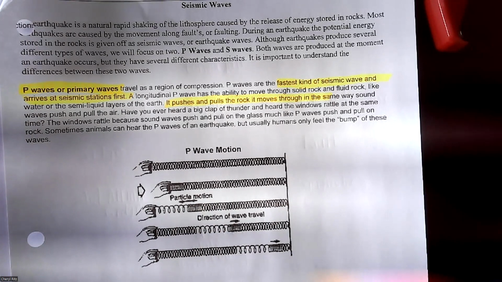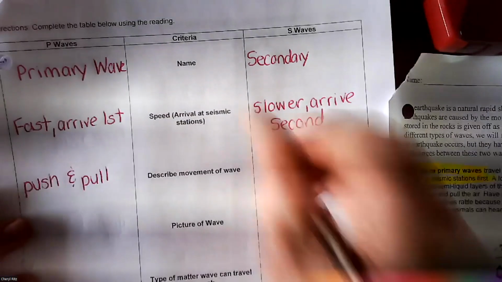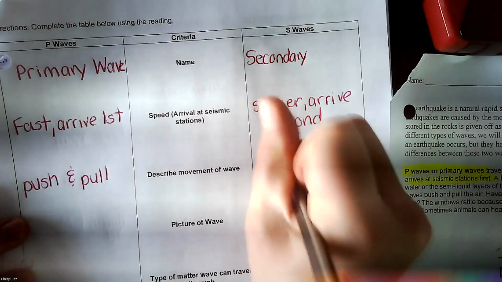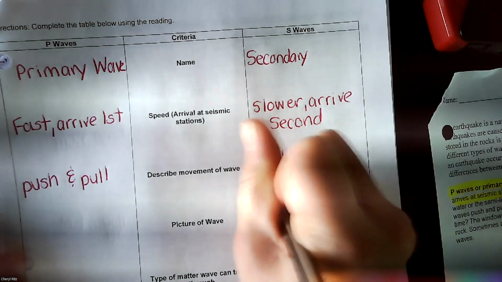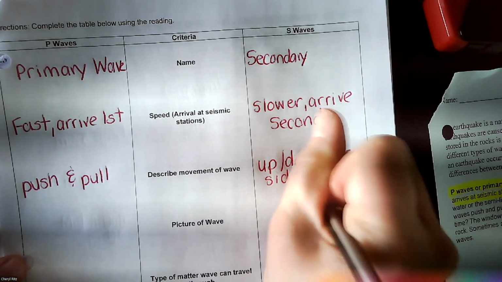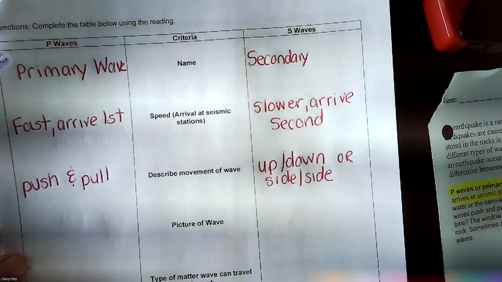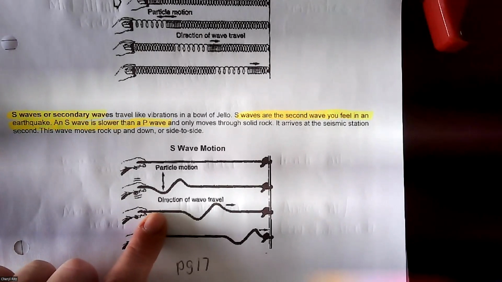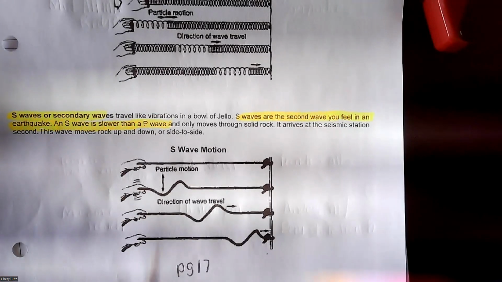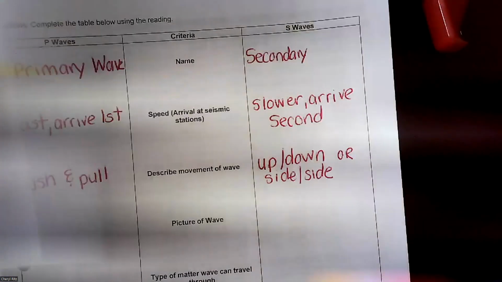What did they say about an S wave? Up and down or side to side? That's also shown here. This is more like those classic waves you might be thinking of, when it just goes up and back down. So you take a string, you pull it up and you pull it down, and that wave will travel along the string. That's how it moves in S waves through the ground.